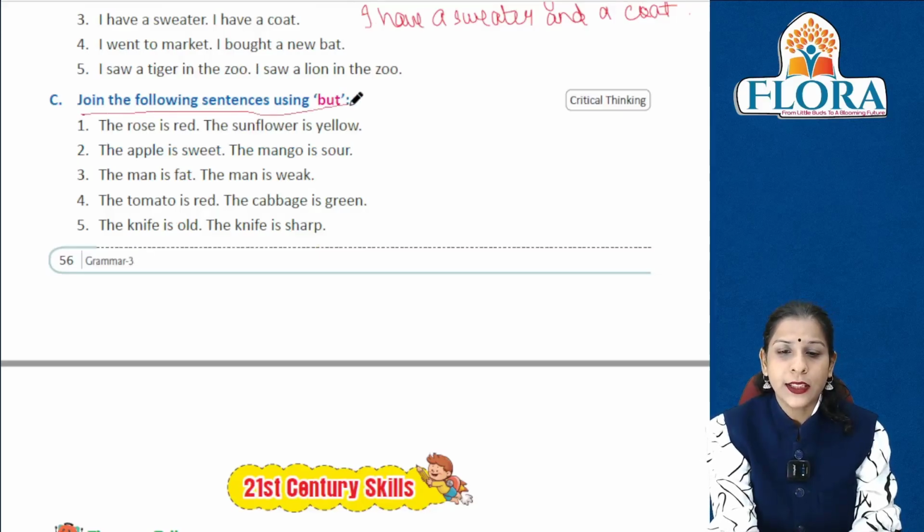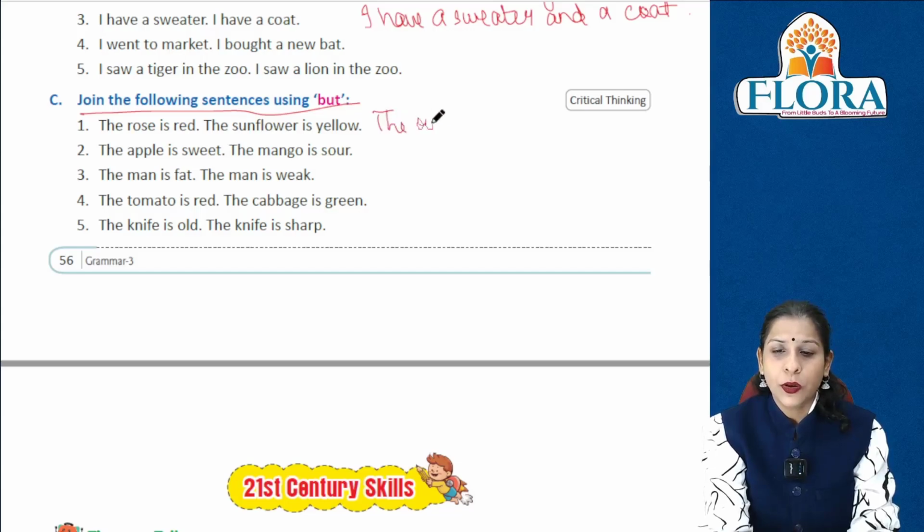Now join the following sentence by using but हमें use करना है. The rose is red, the sunflower is yellow. So the rose is red, but the sunflower is yellow.